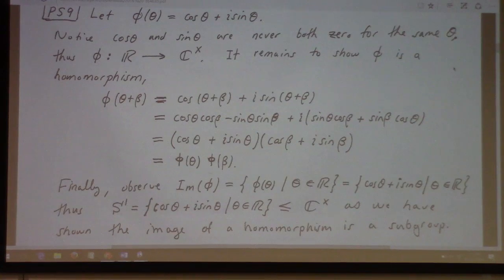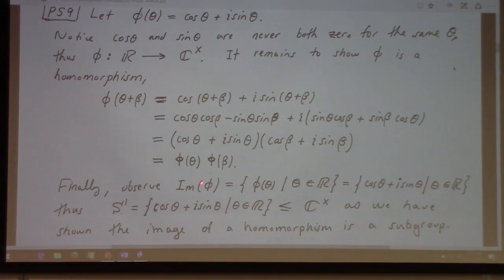Oh, this one I like. All right. So first of all, you notice that cosine and sine are never both 0, which means that it maps into the non-zero complex numbers. It remains to show it's a homomorphism, but that's just the adding angles formulas for cosine and sine, and then multiplying. So if you multiply this out, you get back up to here, which is to say that that's a homomorphism.